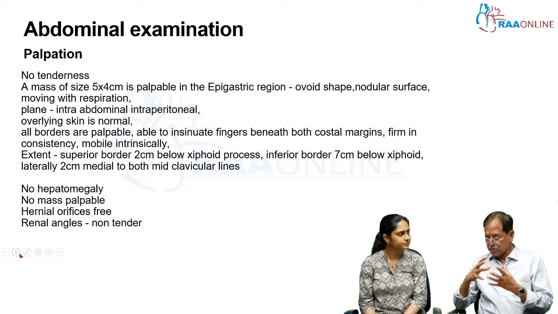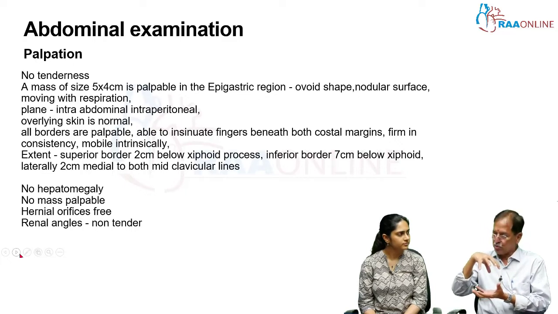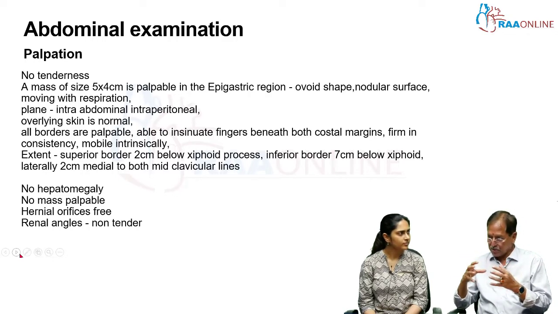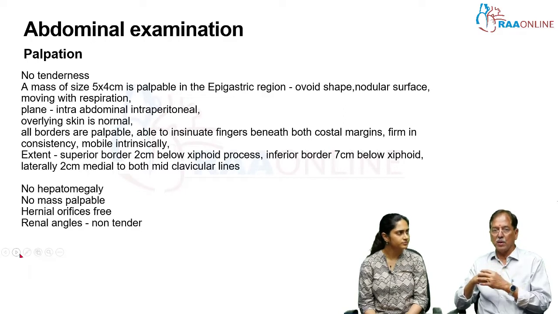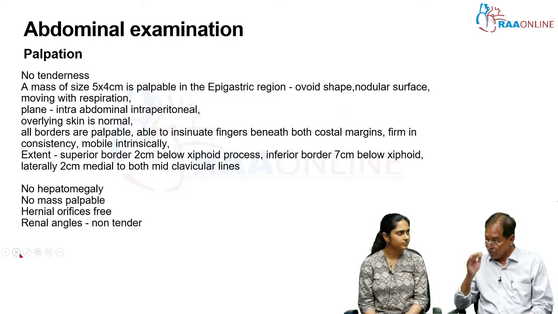If it is a transmitted pulse, maybe a mass or a tumor is sitting over the aorta, which is transmitted. Whereas if it is an expansile pulsation, it means it is an aneurysm, an aortic aneurysm. You have to be very careful and safe in examining it. So that's why pulsation is important to feel as well, not only to see.